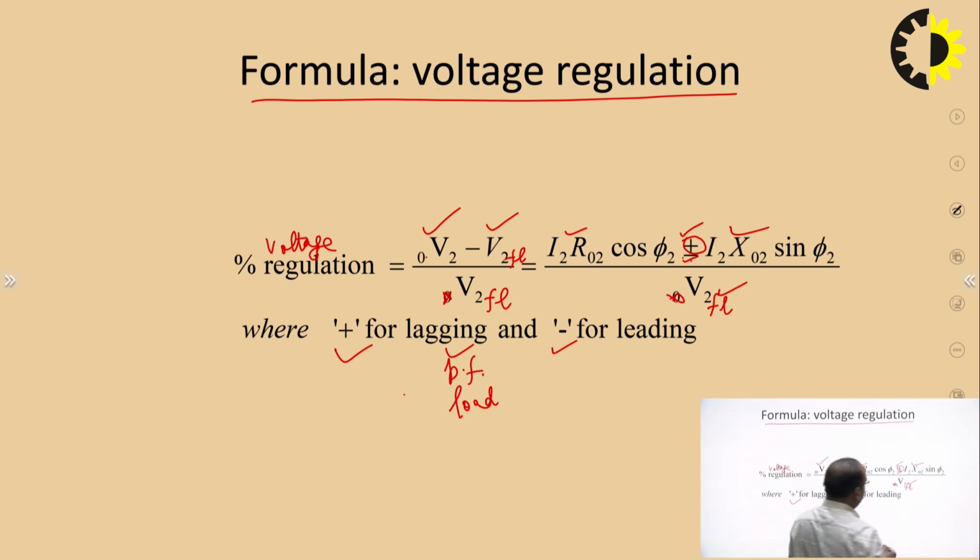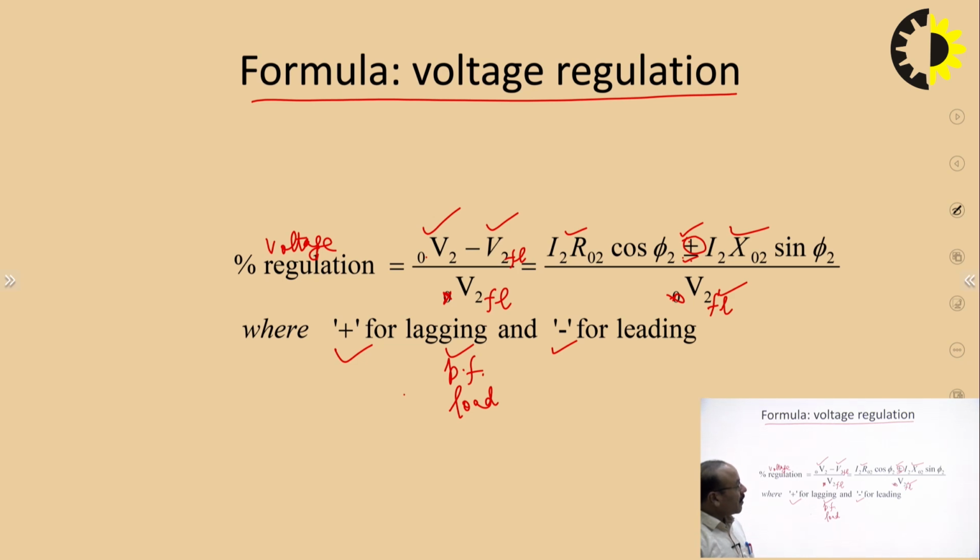And from here we can see some more things. For a transformer, if a lagging power factor load is connected in the secondary, voltage regulation can neither be 0 nor be negative. Since here it is a positive sign, the addition of two quantities cannot be 0 or negative unless one of them is negative.